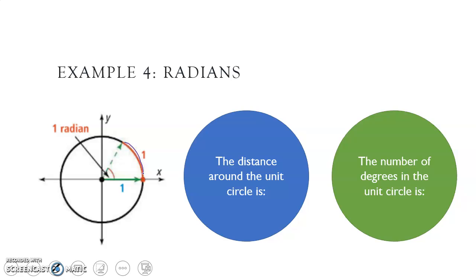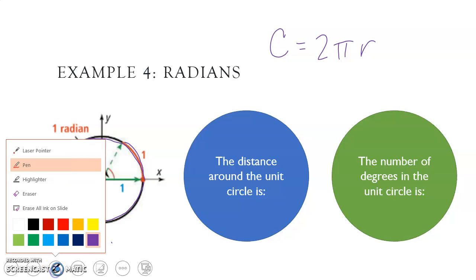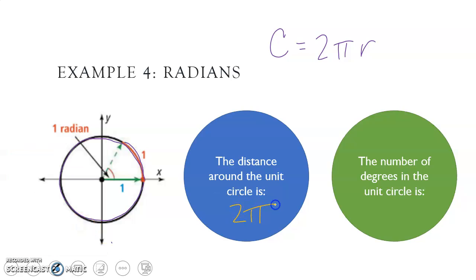So if I go all the way around the unit circle, then my radians would be equal to the distance around the unit circle. The formula for circumference is 2 pi r. So since the radius is 1, the distance around the unit circle is 2 pi. And what that means is that if I swing all the way around the unit circle, that would be 2 pi radians. I know that the number of degrees in the unit circle is, no, it's not 180 degrees, I lied. It is 360 degrees.